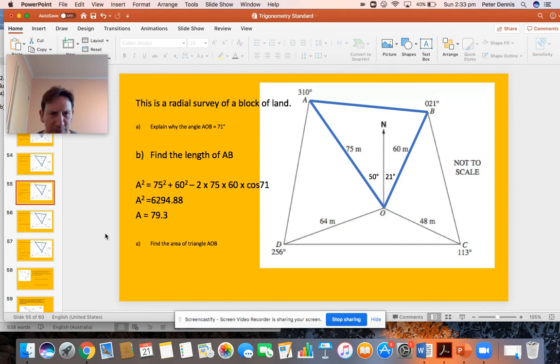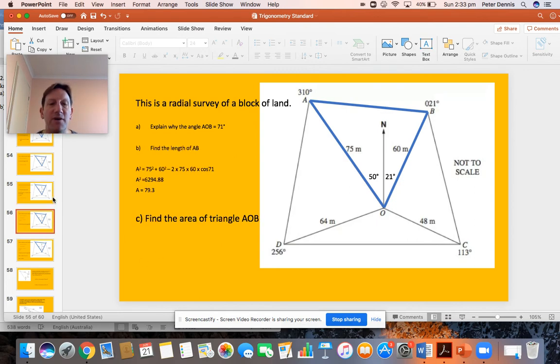How are we doing the last one here? The next one is find the area of triangle AOB. So it's the same triangle. So how are we going to do that? It's going to be a half AB sine C.